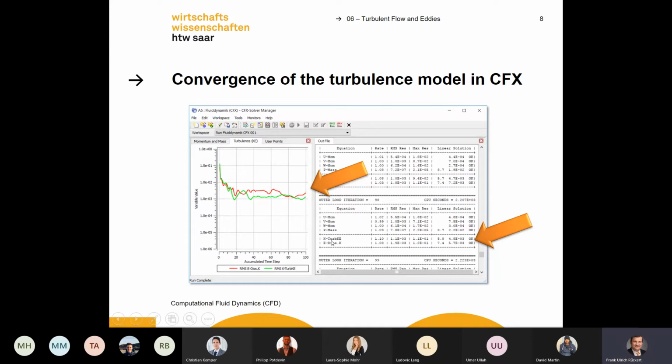So, yeah, and that's something I have to explain to you. I have to explain what K means, what epsilon means. Yeah, how can we solve turbulence by a differential equation?